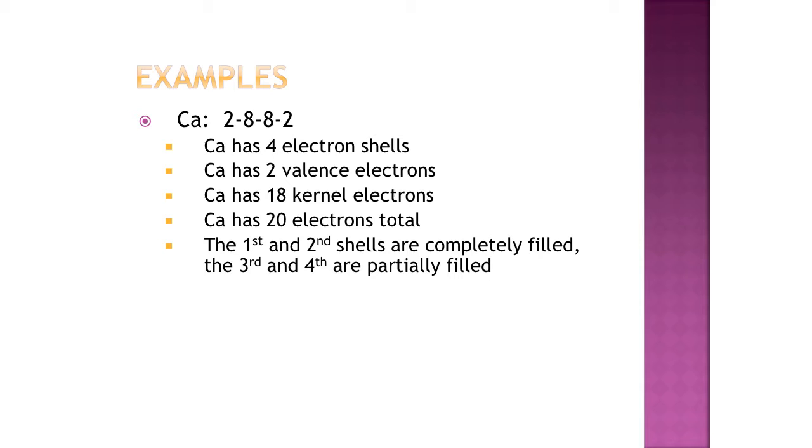All right, for example, if we take a look at calcium on the periodic table, calcium's electron configuration is 2, 8, 8, 2. So some information that we can gather from that is calcium has 4 electron shells, so 4 rings around the nucleus. It has 2 valence electrons. Valence electrons are the outermost electrons. 18 kernel electrons, those are our inner electrons, and 20 electrons total, so that adds up to 20.